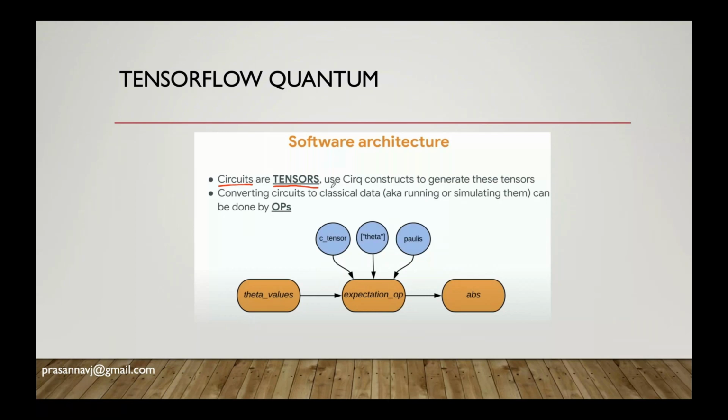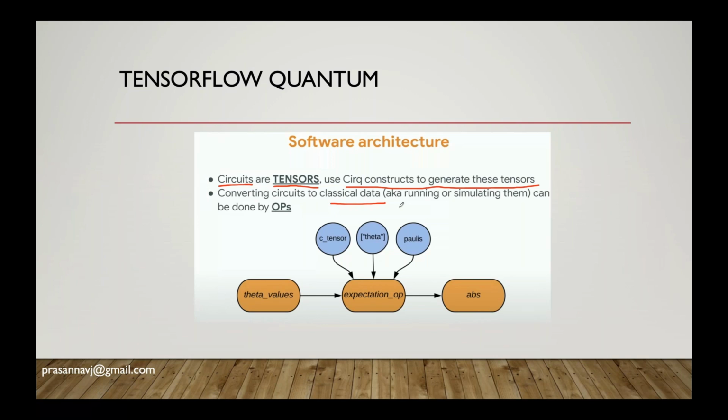So using Cirq constructs to generate these tensors, we will see them in the example as such. Okay, because you are converting these circuits as classical data, you can actually utilize them as part of your TensorFlow operations as such. So that is the beauty that they did. Circuits they are considering as tensors, and they're going to allow you to utilize that circuit as part of your TensorFlow operations as such. So that is the beauty of TensorFlow Quantum as such. So it is a hybrid model where you can utilize the existing machine learning operations as part of your Cirq, your quantum machine learning as well.